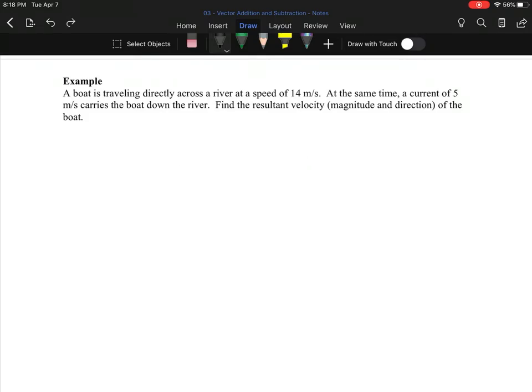Example. Here's closer to a real-life example. A boat is traveling across a river at a speed of 14 meters per second. So straight across the river at 14 meters per second. And at the same time, the current, 5 meters per second, carries the boat down the river. So that's this here, 5 meters per second. And that's a right angle because they said going down the river like that. And it says find the resultant velocity.